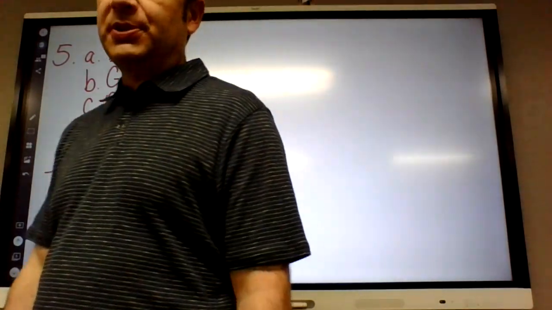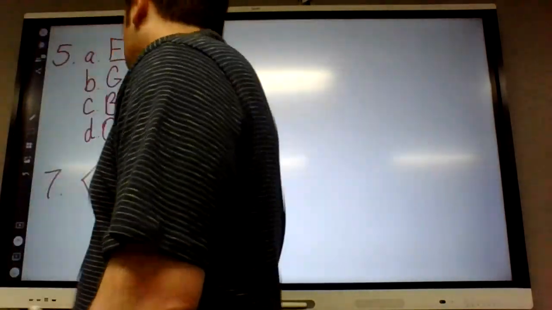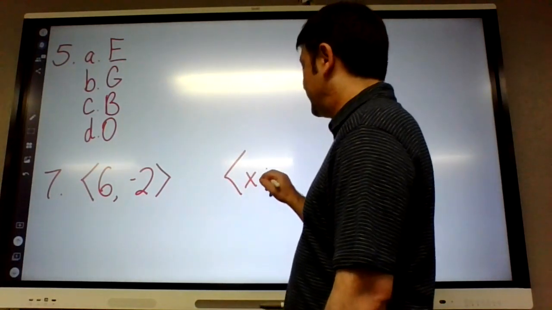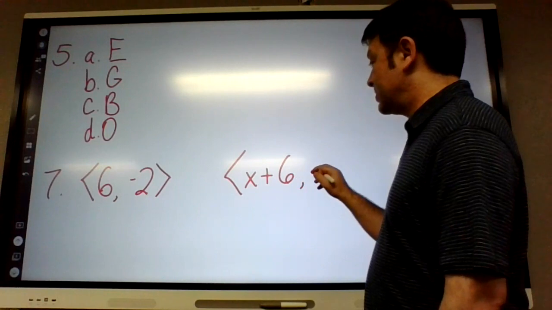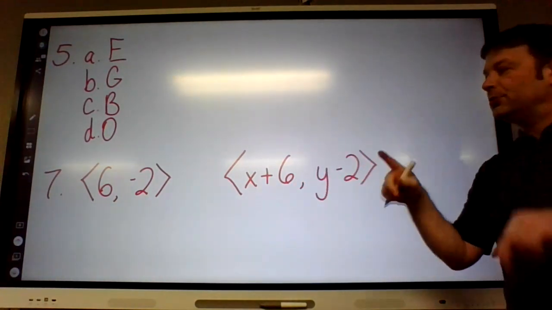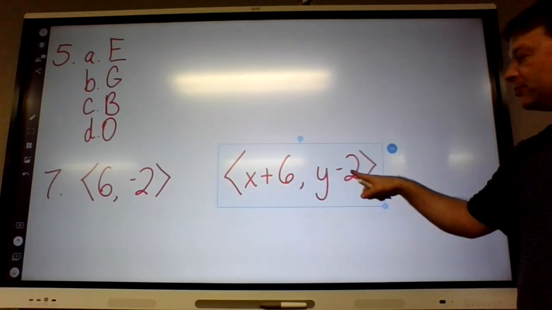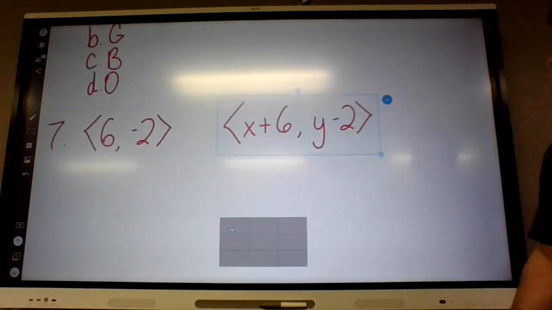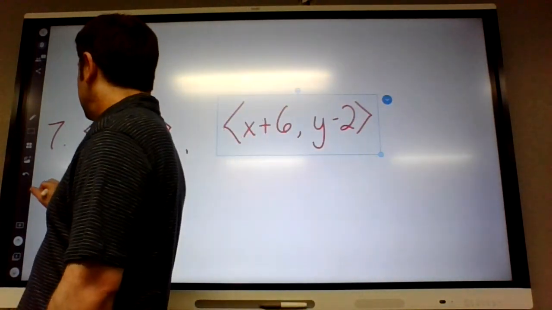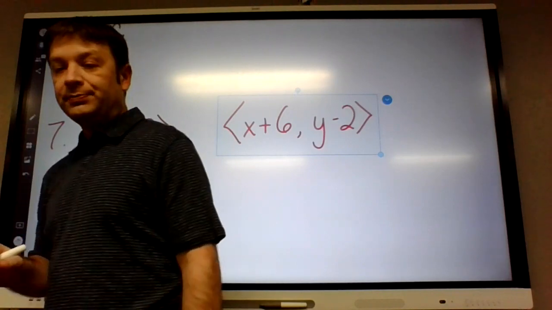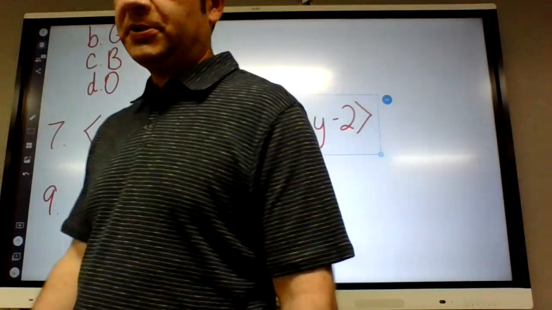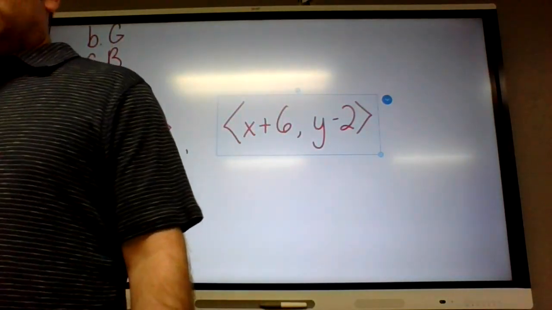The directions also said write the mapping rule. So basically what's happening to the x value and what's happening to the y value. The x value would be increasing by 6 and the y value would be decreasing by 2. So that's the rule. You have to write both? Yeah, they want both, on all 6 of those. It's easy. If you're moving positive, keep it. Positive plus, negative minus.